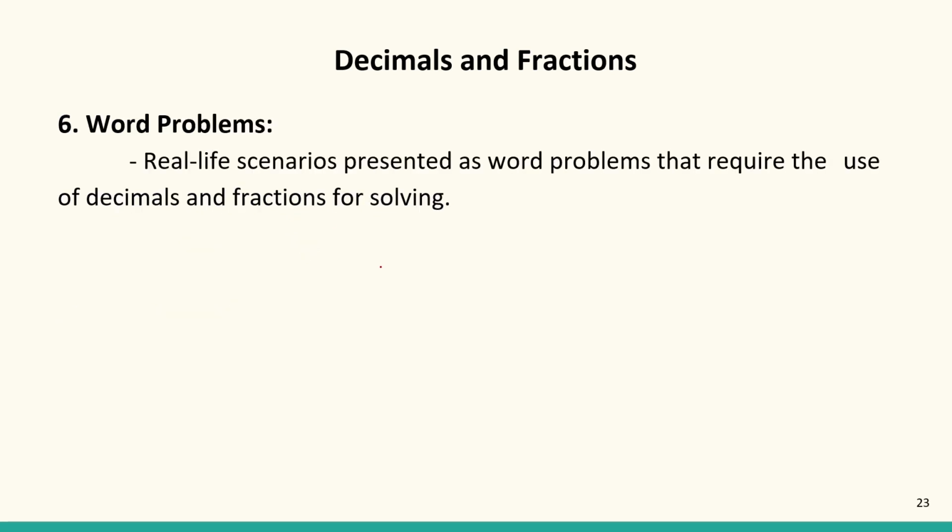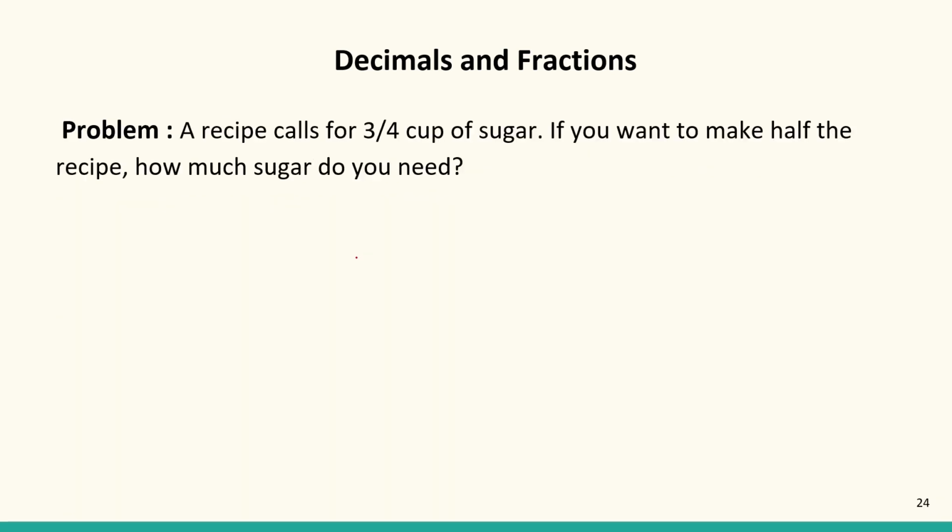Okay, so the sixth kind of problem is word problems. Okay, so let's see an example on this. So a recipe calls for 3 by 4 cup of sugar. If you want to make half of the recipe, how much sugar do you need? So half the recipe. Half means 50%, right? Half implies 50%. And 50% is equal to 0.50.